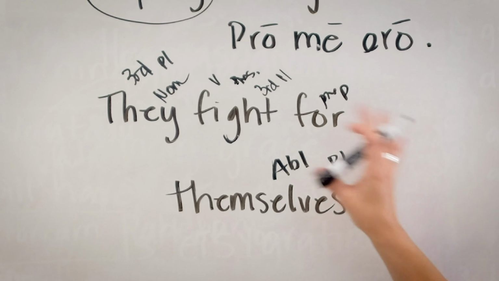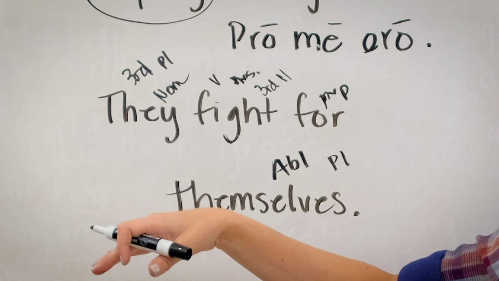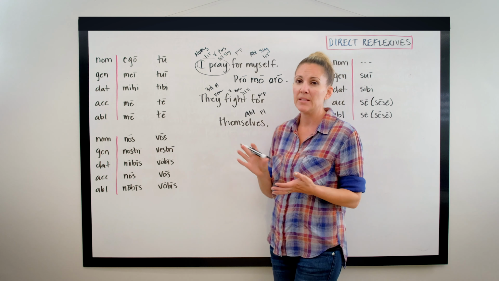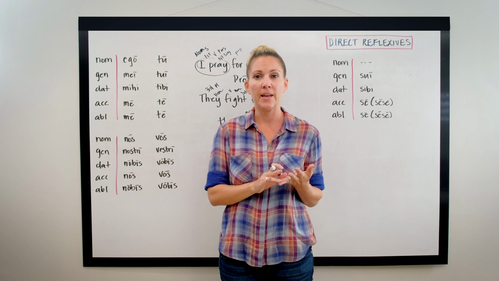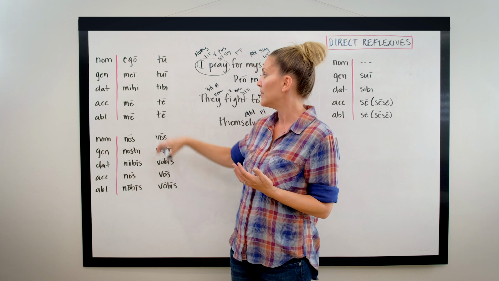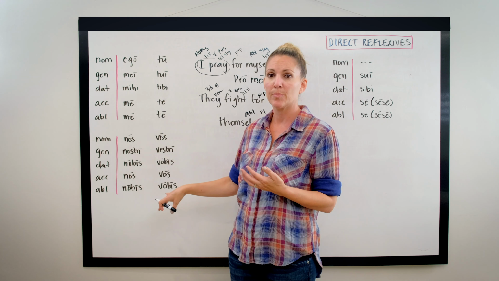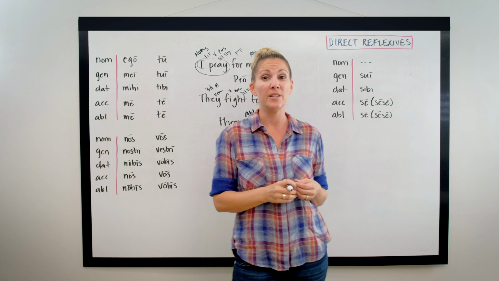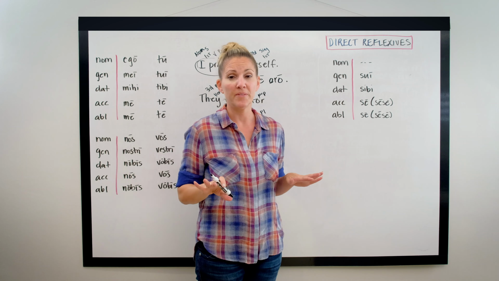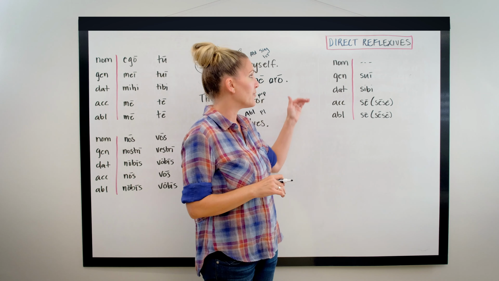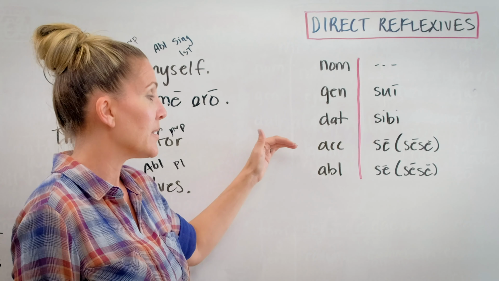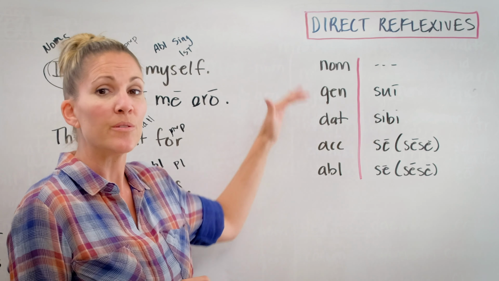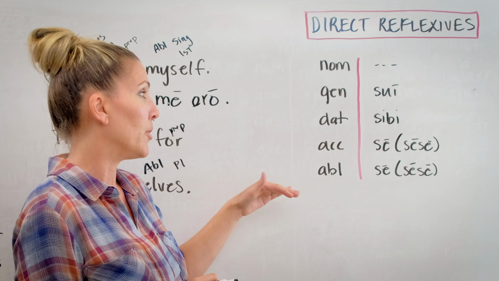So this word, themselves, is referring back to the subject of this particular clause. And in this case, I have to use something different. I can't use a form of is, ea, or id. With the first and second person pronouns, I can use these as direct reflexives, but in the third person, I need to use a different form. So not a form of is, ea, or id. I need to use a form of sui, sibi, se, or sese. And these can be used singularly or in the plural.